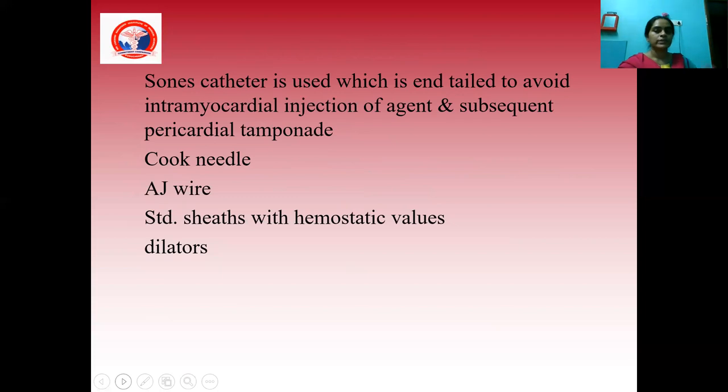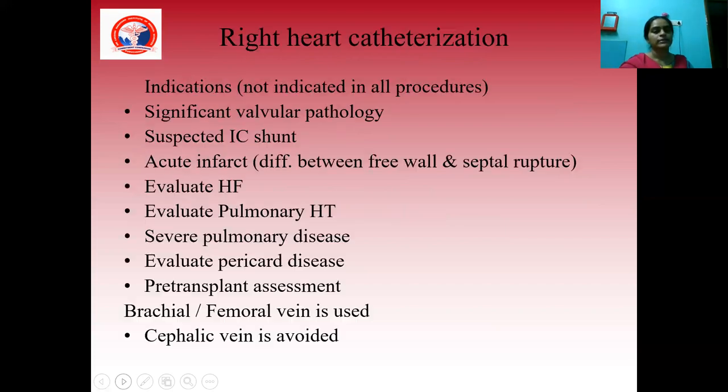Soon's catheter is used, which is designed to avoid intramyocardial injection of agent and subsequent pericardial tamponade. It has a hook needle, J wire, and standard sheaths with hemostatic valves and dilators. Right heart catheterization indications. It is not indicated in all procedures. Significant valvular pathology, suspected intracardiac shunt, acute infarct, difference between free wall and septal rupture, evaluate heart functions, evaluate pulmonary hypertension, severe pulmonary diseases, evaluate pericardial diseases, pre-transplant assessments. Brachial or femoral vein is used, cephalic vein is avoided.